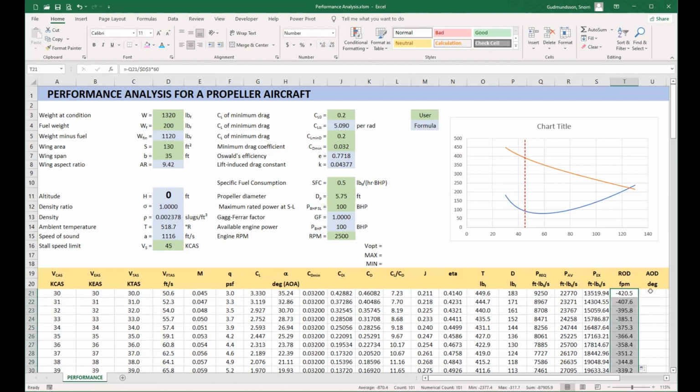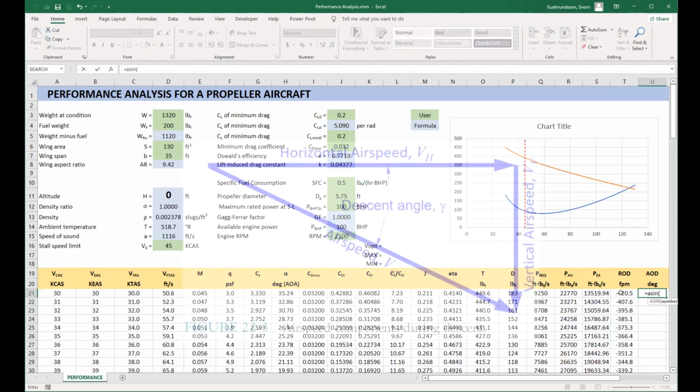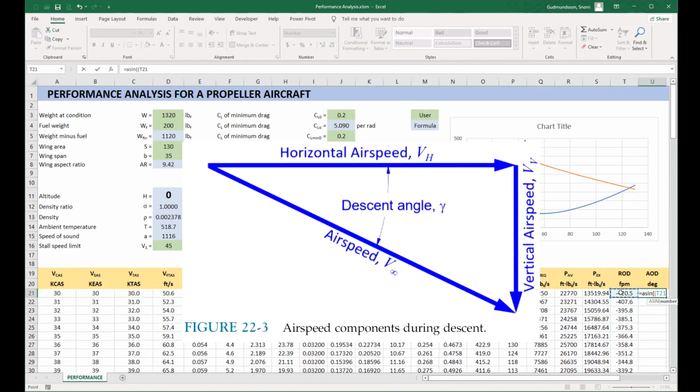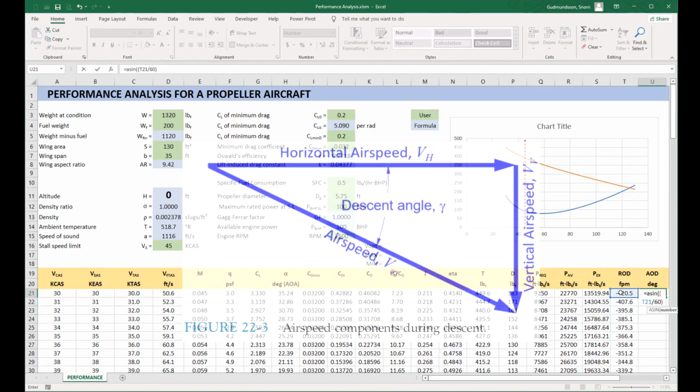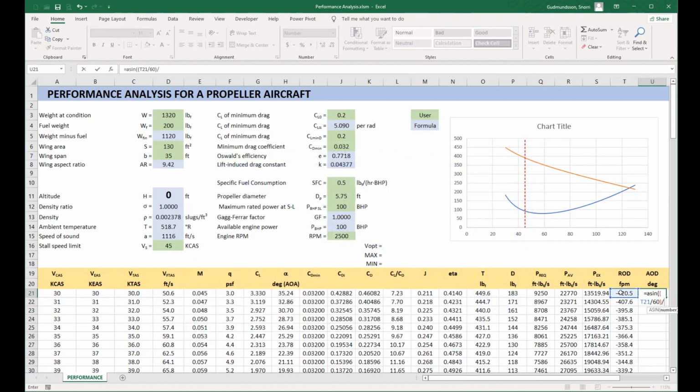The AOD stands for angle of descent. It is the glide angle. It is the inverse sine of the rate of descent divided by the airspeed in feet per second. Since we have the ROD already in the pilot-friendly feet per minute, we have to divide it by 60. Also, the inverse sine function returns the glide angle in radians. We convert it to degrees as shown.